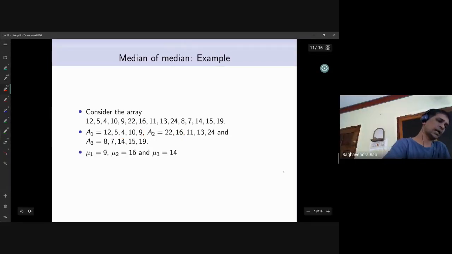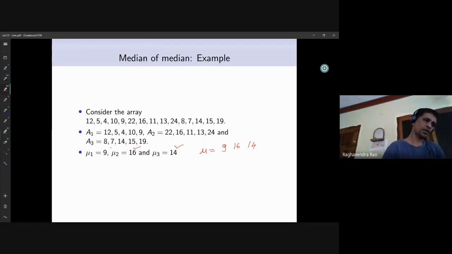So mu1 is 9, right? Mu2 is 16, right? Mu3 is 14. Now how does my array look? So mu looks like 9, 16, 14. We'll just write it in that order. So mu1 here, mu2 here, and mu3 here. In this case, we recursively compute the median among these.